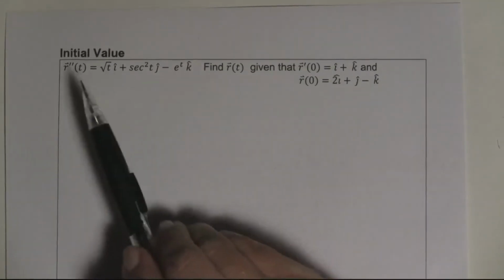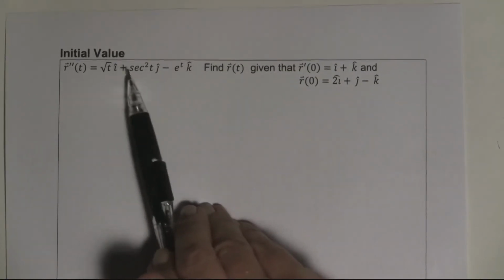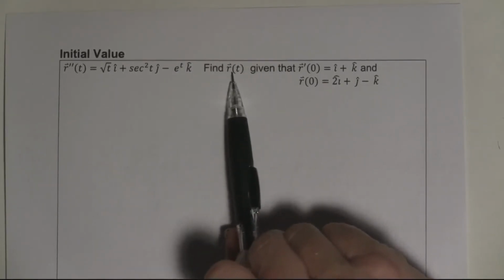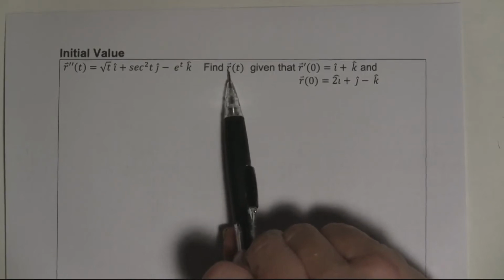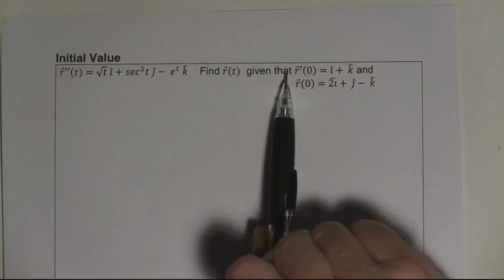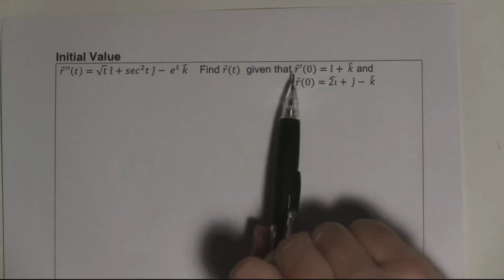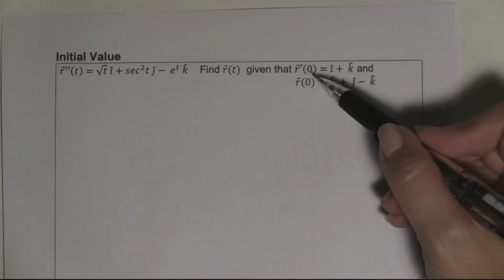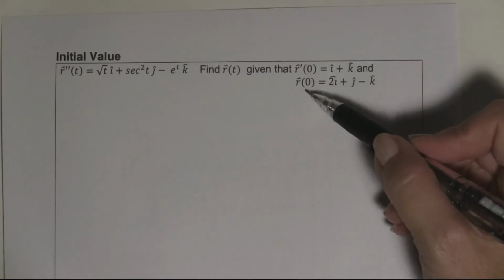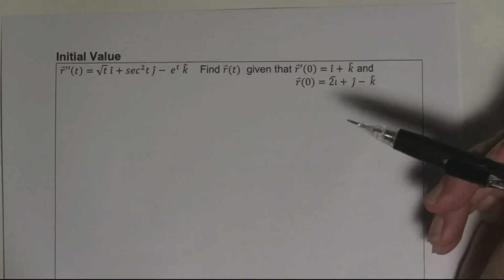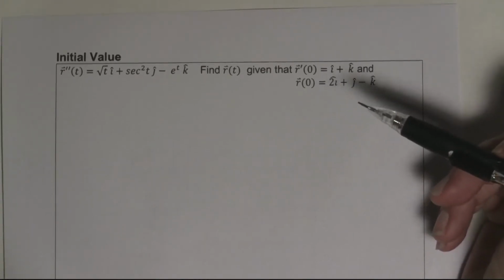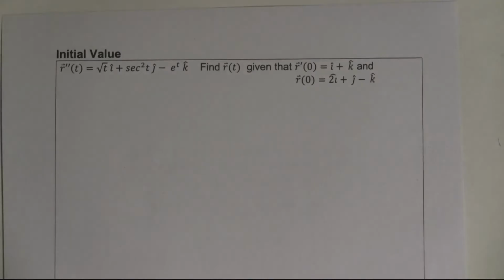But this is saying the second derivative is equal to this. And it's asking us to find r, and it's giving us these initial conditions. It's pretty nice that they've given them to us at 0, but they could have given them at different values. When they give them at 0, I think the math is a little bit easier, so that's kind of nice. So I want to show you how you go about that.